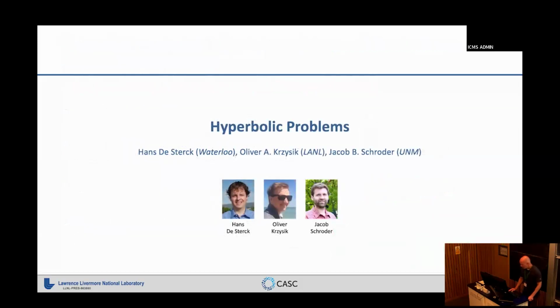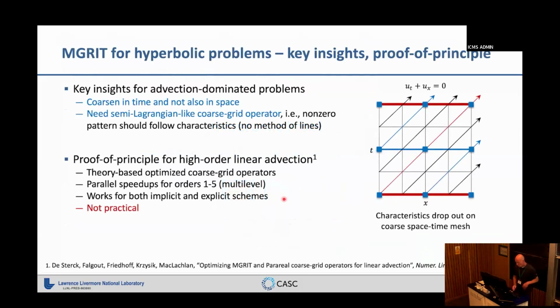Okay, so now I'm finally to the hyperbolic problems. So these are the three collaborators on this work. Oliver really is the person who did most of it. He was a student and a postdoc, and did most of this work. So I'll start a little bit with some insights that came out of the work in the very beginning. There's two important things we learned with MGRIT trying to solve hyperbolic problems.